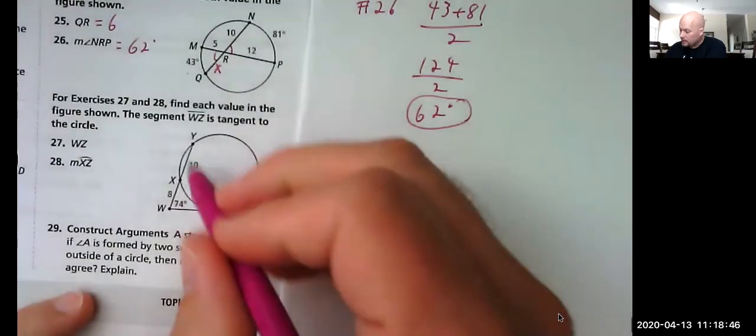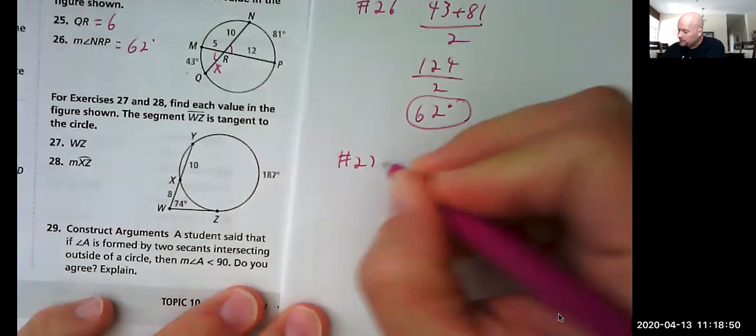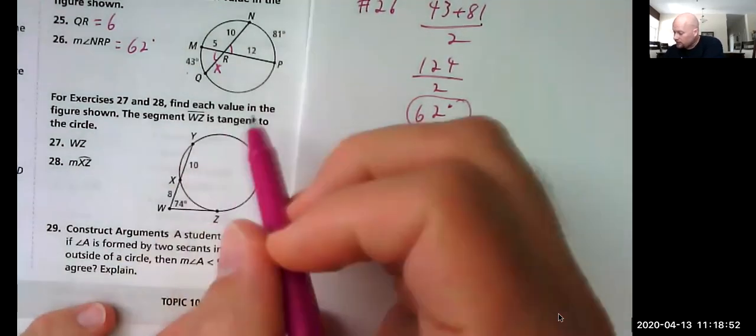On 27, now notice our intersection is on the outside of the circle. For number 27, we have some different rules to follow.